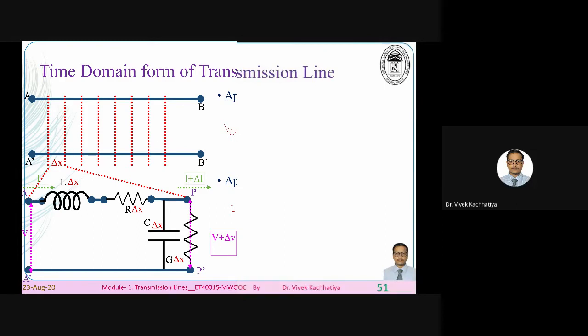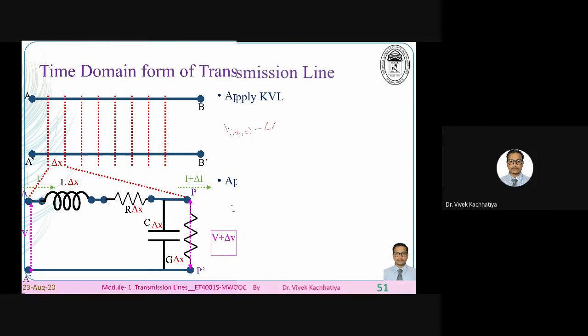Now I know the voltage, I know the current. If I apply KVL, Kirchhoff's voltage law, then my first term will be my input voltage, right? What I am applying is V of X at a time T. So this is this voltage V minus whatever voltage loss is going to occur in this first inductor.